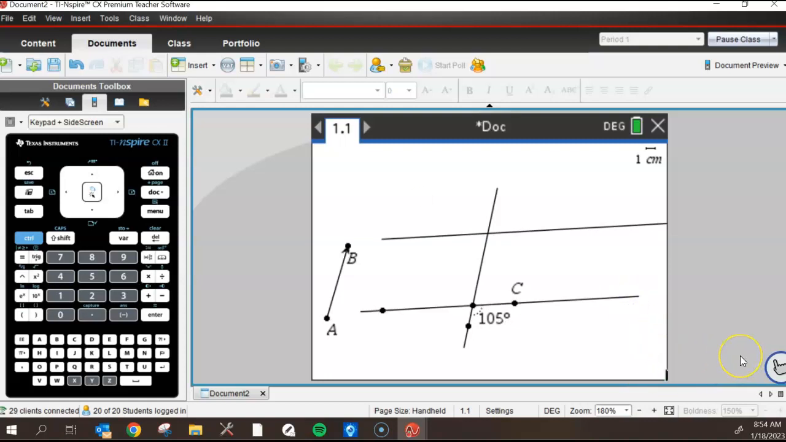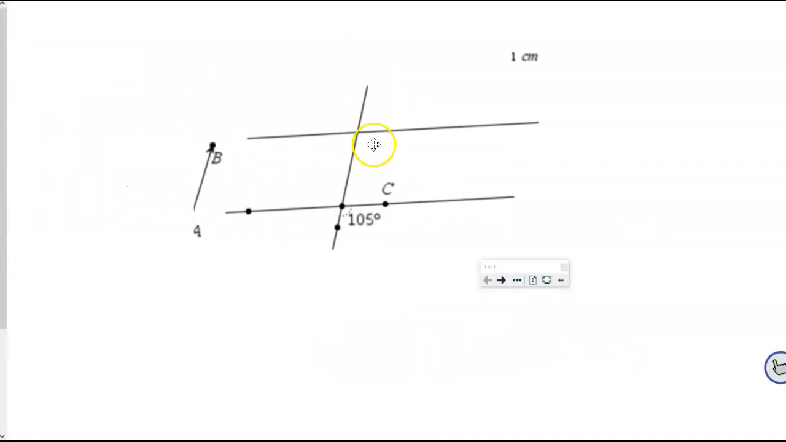Based on that, and just help me work through my own diagram, based on that, can you figure out some other angles? I'm going to pause the recording as we discuss for just a second. Here's that same diagram, but now I can write on it. What are some other angles that you know? And how do you know them?